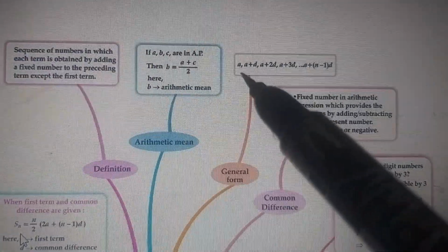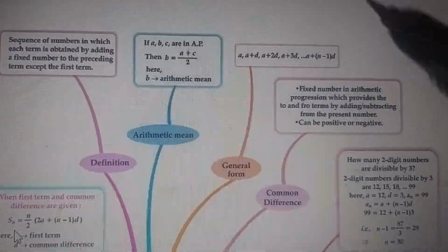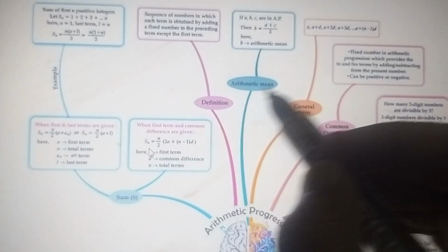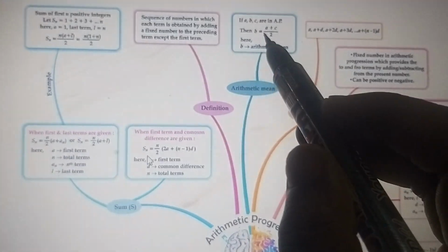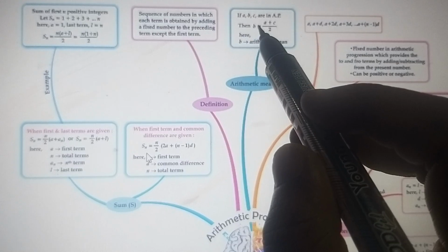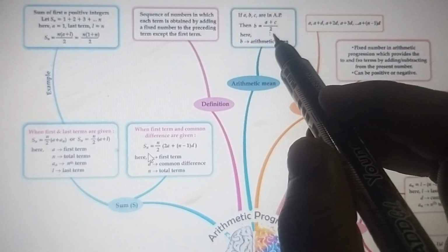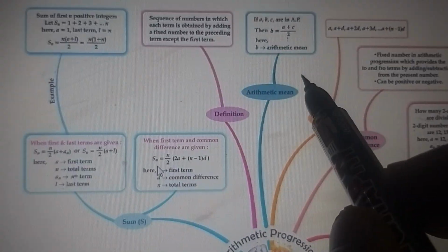Arithmetic progression is a, a plus d, a plus 2d, a plus 3d, and so on, a plus (n minus 1) into d. Okay, this is the general form. And what is the arithmetic mean? Mean means b equal to the middle term, and we get b as the first term plus end term by 2. That is the arithmetic mean.